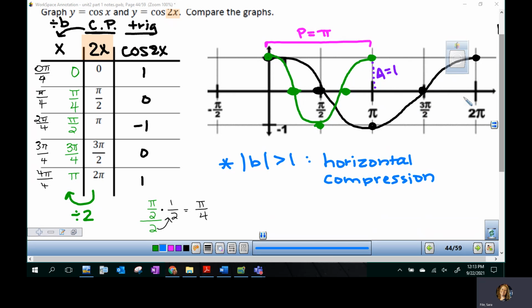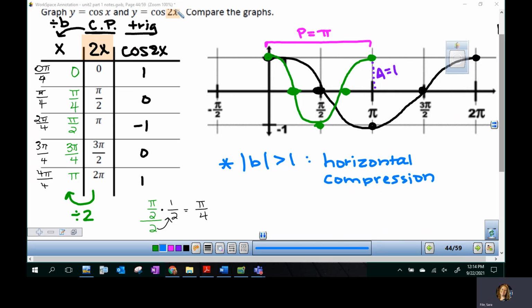It is half. Divided by 2 is half. It is half the period of the parent function. It is compressed by 2. Does that make sense? And that's going to happen. A horizontal compression will happen anytime the absolute value of b is greater than 1. Okay, so anytime that coefficient in front of x is bigger than 1, that's going to be a horizontal compression.